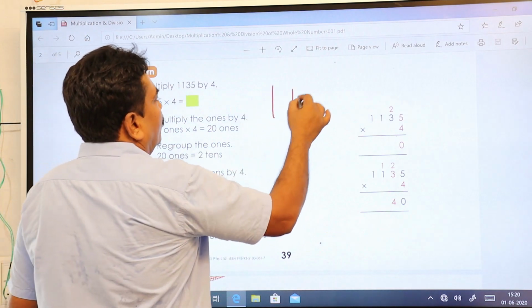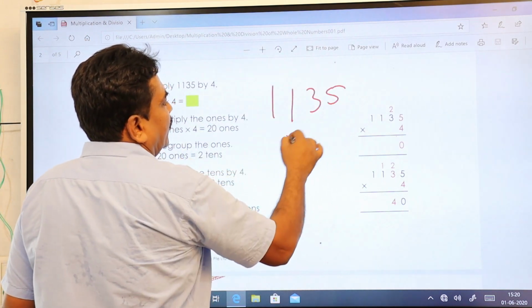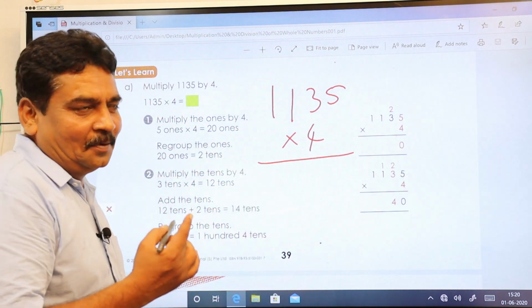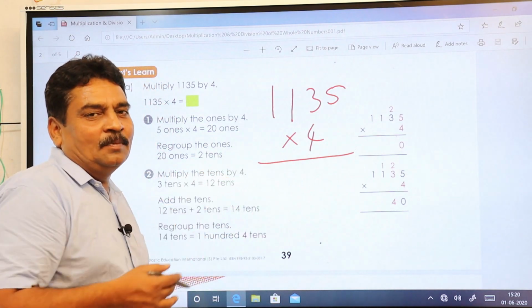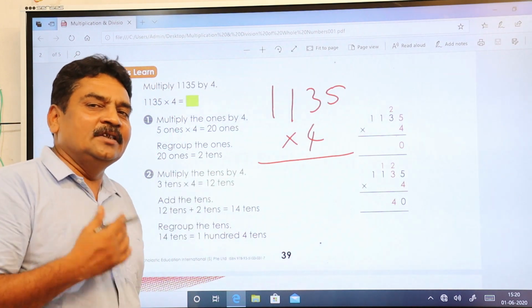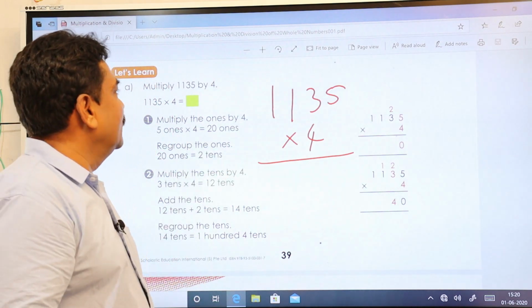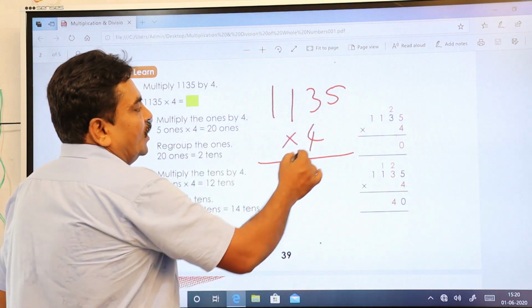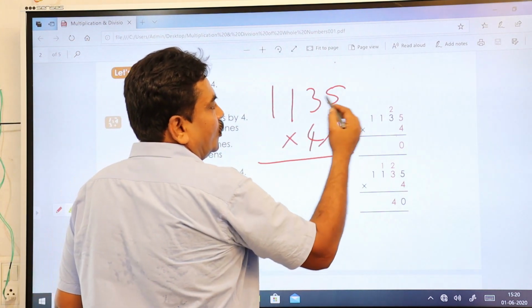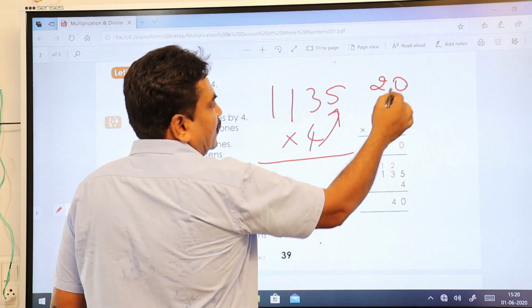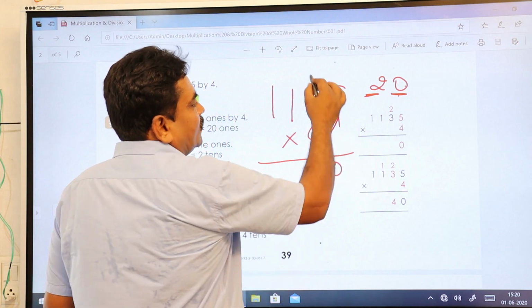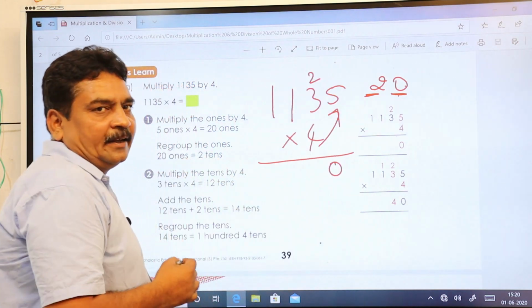1135 multiplied by 4. Earlier I took some other class, so the same terminology is coming. I'm sorry for that. It is multiplication, so please do multiplication here. 4 5s are how much? 20. This is your ones place, this is your tens place. So ones place you write down, tens place you carry above.